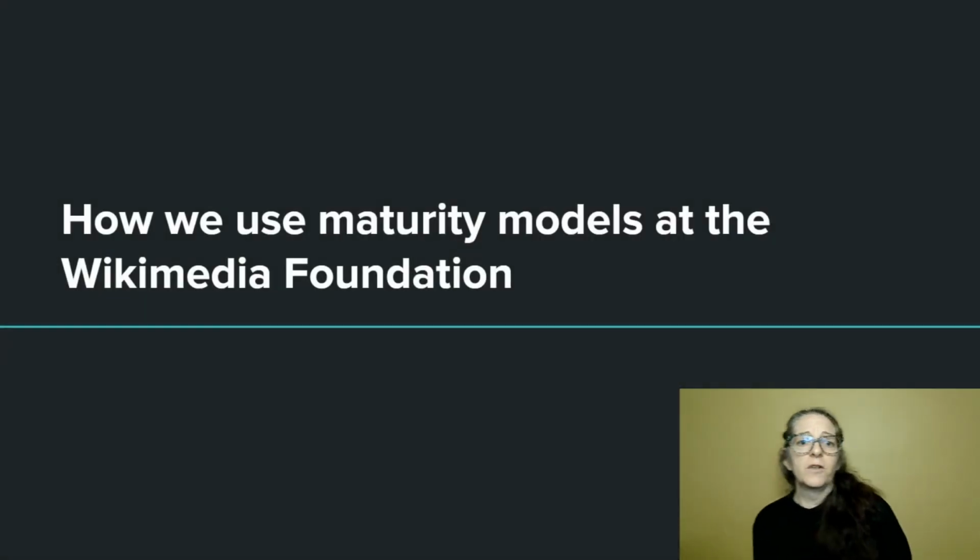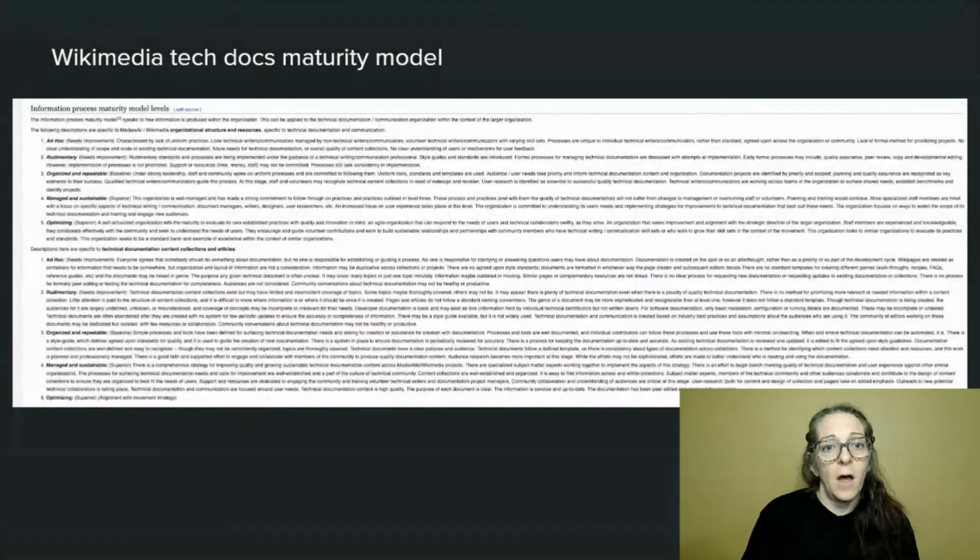So, how do we use maturity models at the Wikimedia Foundation? And what we're looking at here in this slide is our technical documentation organization maturity model. As you can see, our maturity model for tech docs is completely text-based. This is intentional as I really wanted to avoid the feeling that progress needs to be linear, that I think that some visual models can give you. When we started, I really wanted to focus on definitions and descriptions because we were just starting with nothing and I didn't want to put any more stress on the system.